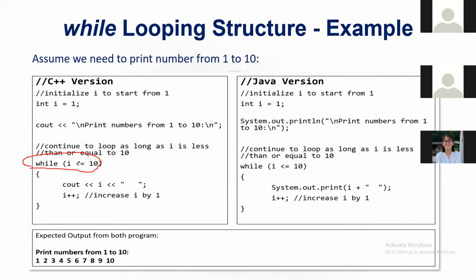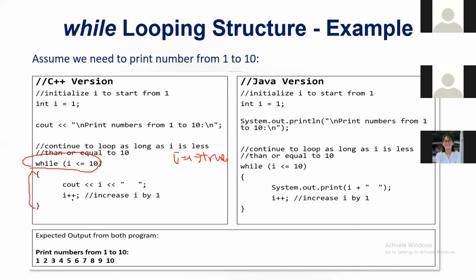Because this one is actually false, then you don't execute this whole thing anymore. So I is now 1. Is it true? Yes, it is true, because 1 is less than or equal to 10. So you come in, and you print out the 1 here.